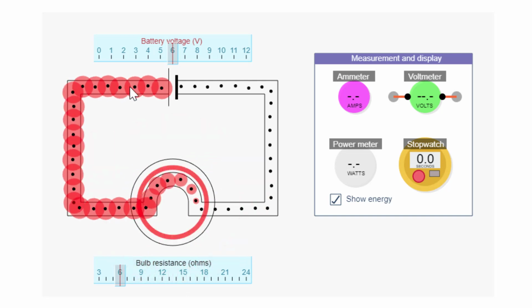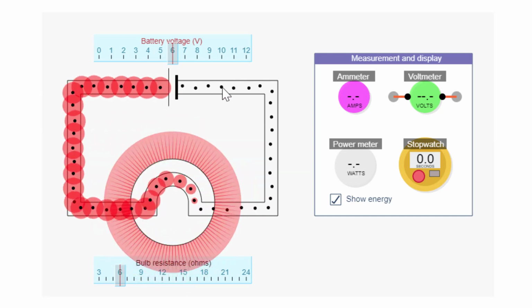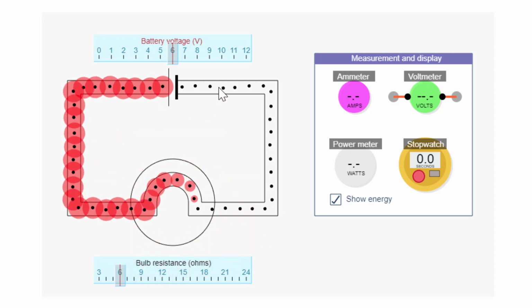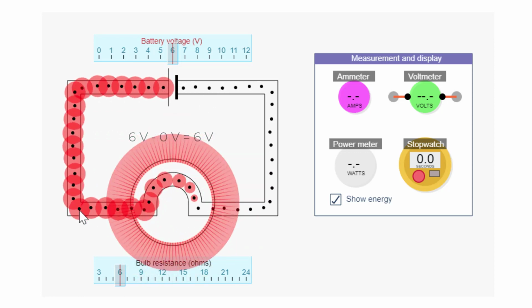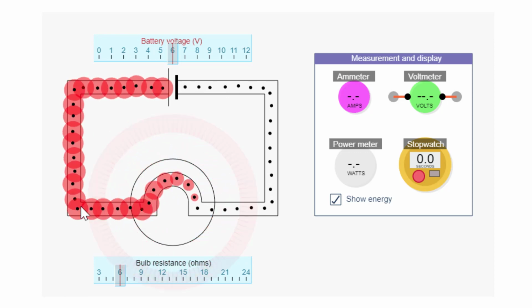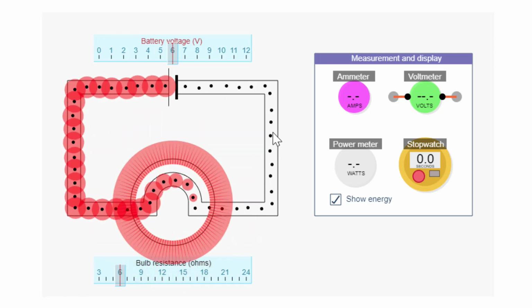So this is at 6 volts, this is at 0 volts, so the potential difference between this point and this point is 6 minus 0, which is 6 volts. This point is also at 6 volts, and this point here is at 0 volts, so the potential difference between this point and this point is also 6 volts.